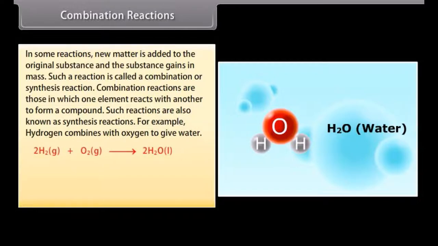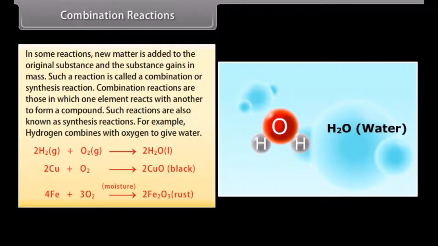2H2 plus O2 gives 2H2O. 2Cu plus O2 gives 2CuO. 4Fe plus 3O2 gives 2Fe2O3. Rust.